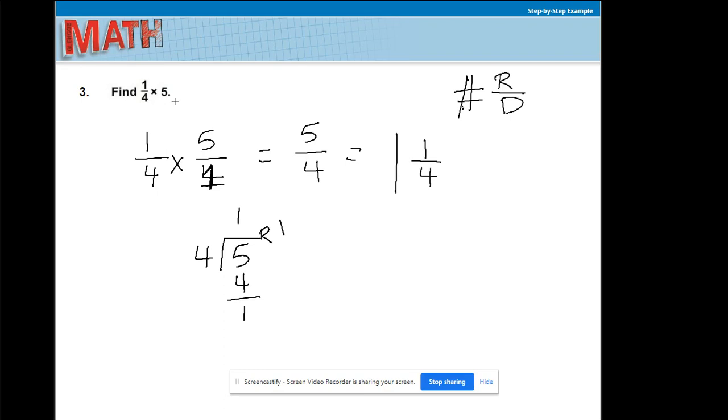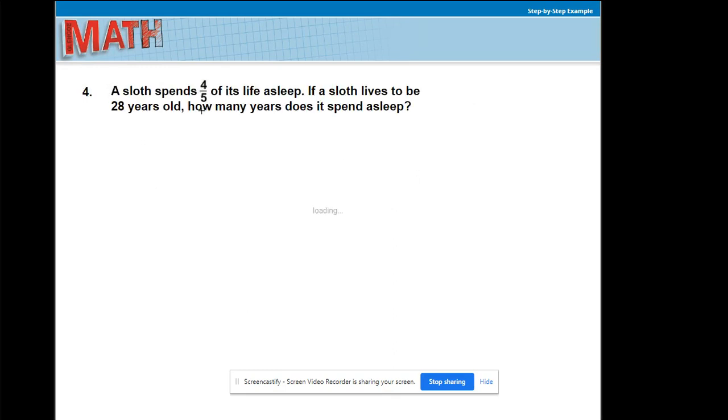Or, like I said last time, if you know that 4 goes into 5 one whole time with 1 left over, then you just put the 4 on the bottom.